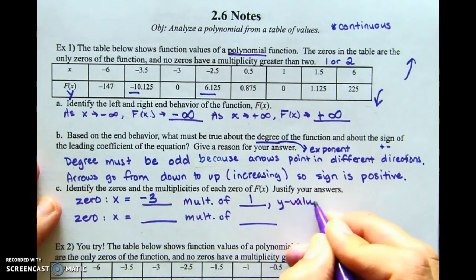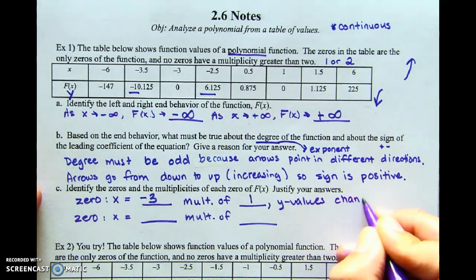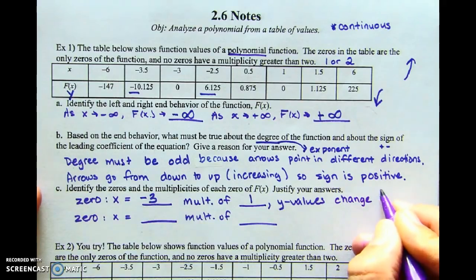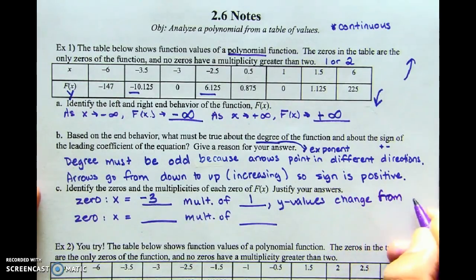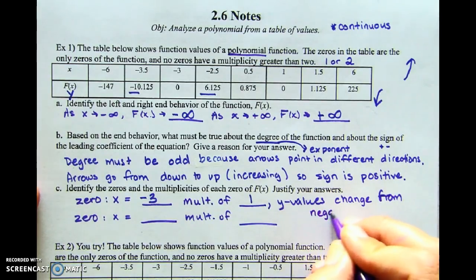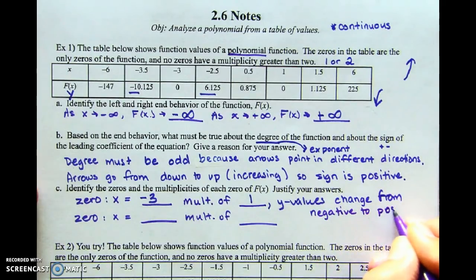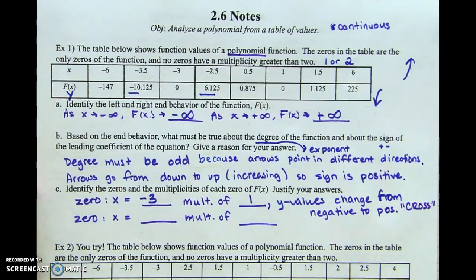Y values change from, we're going to say, I don't have enough room, so from negative to positive, meaning that it's a, quote, it's a cross. It crossed the x-axis.